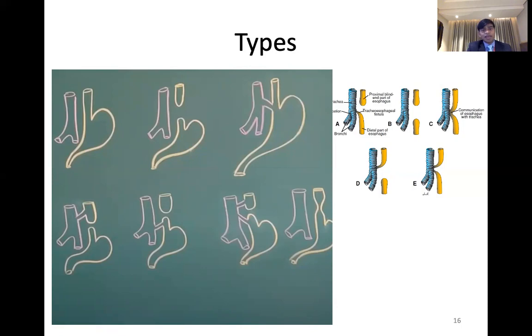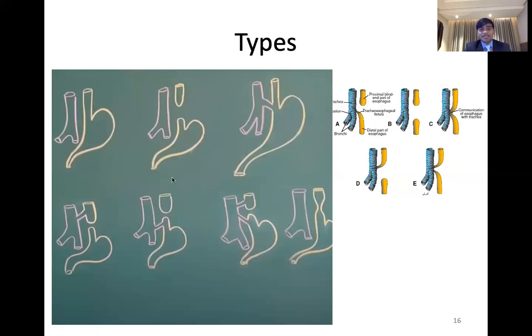Now, if you see over here, this is the condition we call tracheoesophageal fistula with esophageal atresia. Here you can see there is a communication between the trachea and the esophagus. Apart from that, you can appreciate esophageal atresia as well. When the communication is proximal, we call it proximal tracheoesophageal fistula with esophageal atresia.